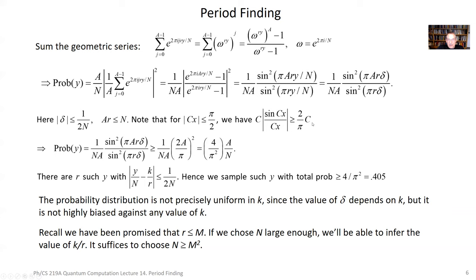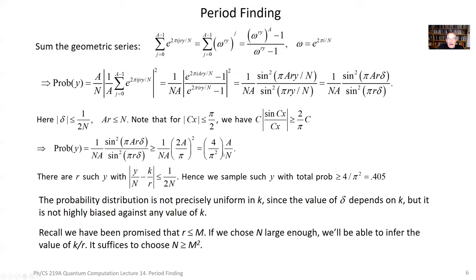And the reason I care about that is that's the kind of expression I have here, except that I squared it. So the 1 over na is still in front, we have this ratio of sine squared pi ar delta divided by sine squared pi r delta. And according to the bound that I just stated, we can say that that will be greater than or equal to 1 over na times the quantity 2a over pi, which gets squared because it's a sine squared divided by a sine squared. So now I've got an a squared in the numerator, an a in the denominator, an a over n overall, and 2 over pi quantity squared in front for our lower bound on the probability.